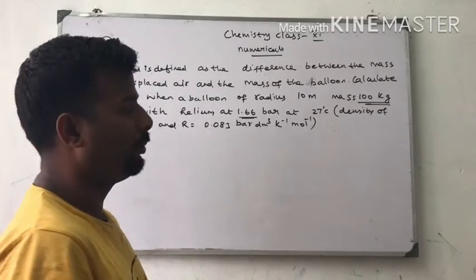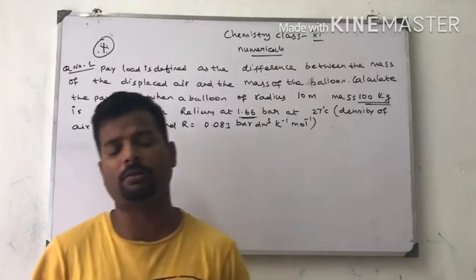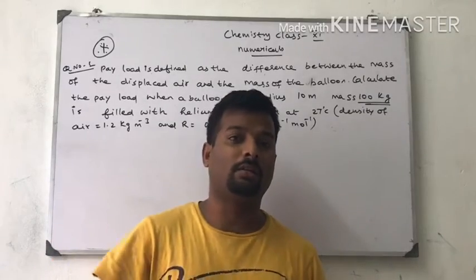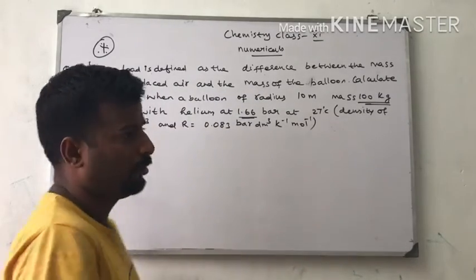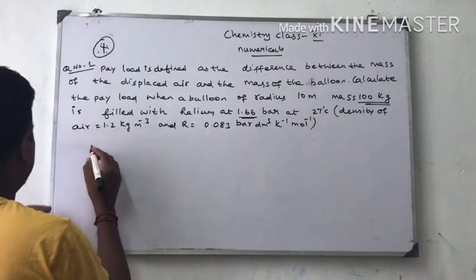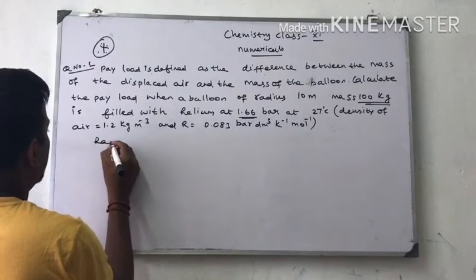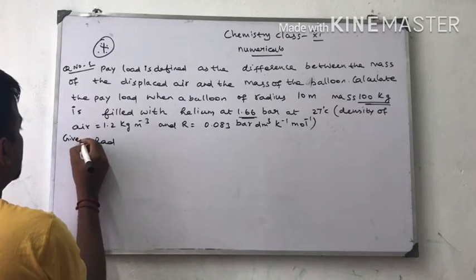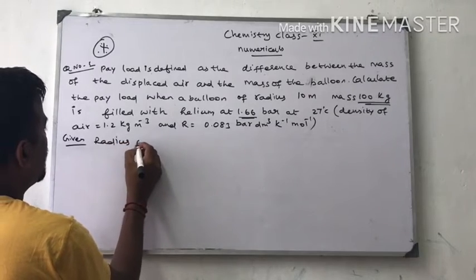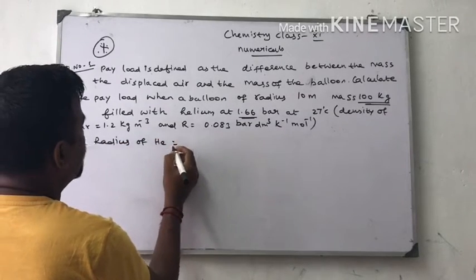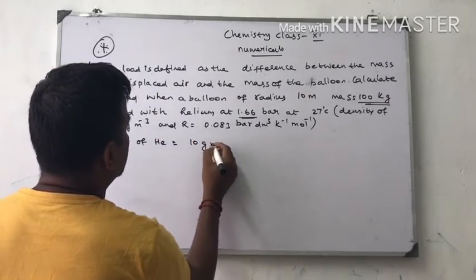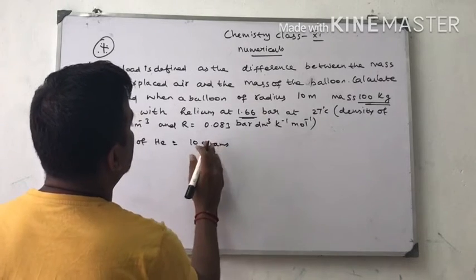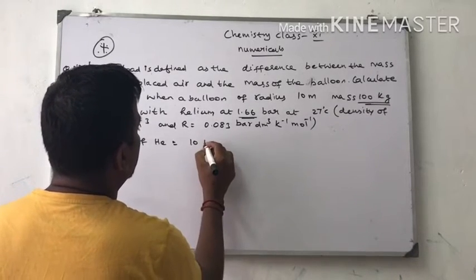First, payload means the difference between the weight of the air displaced and the weight of the balloon. Right. First, the radius is given. Radius of the balloon is 10 meter. Sorry, 10 meter, not 10 grams.